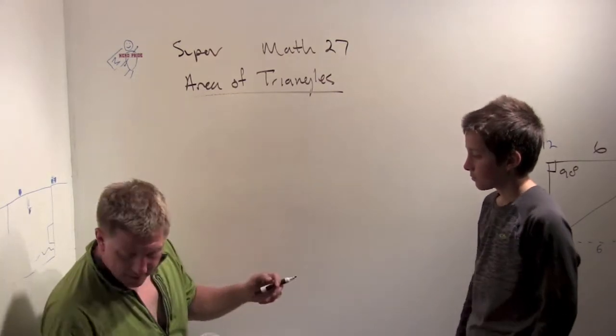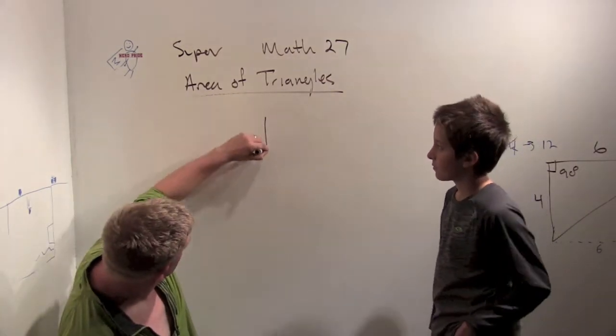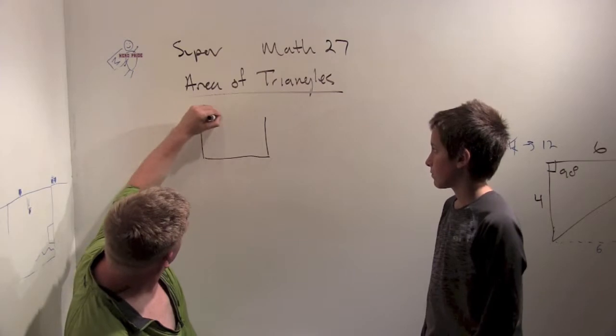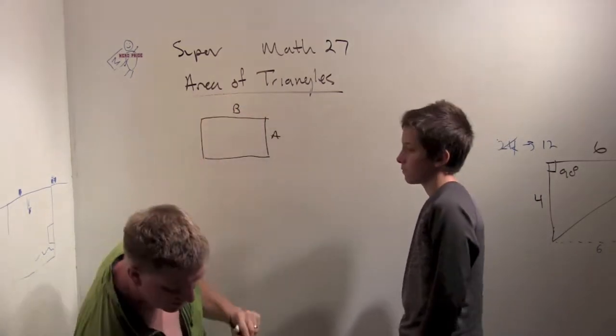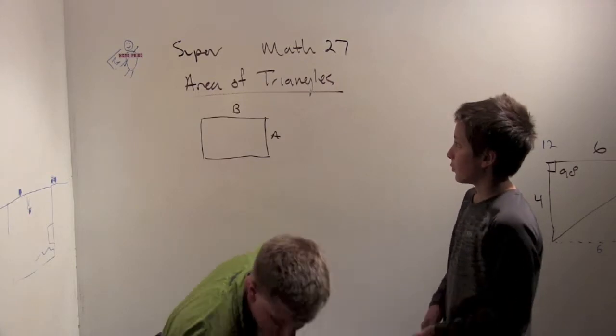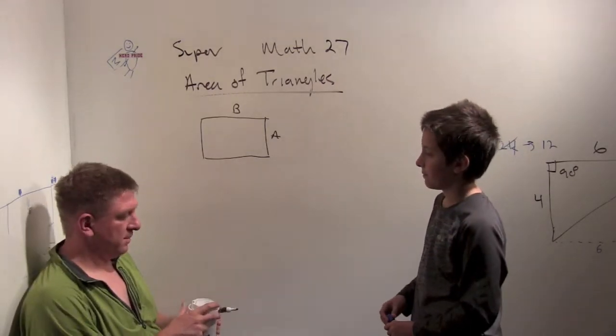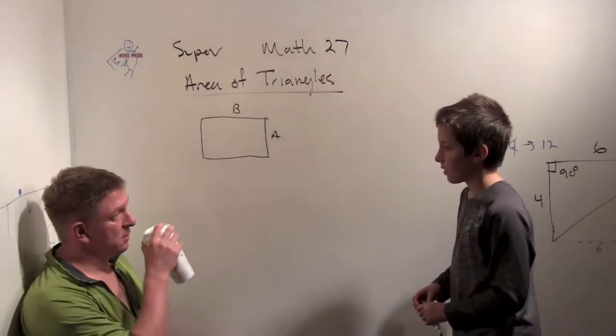Today we started talking about area for the first time, which is really fun. And we talked about the area of a rectangle. If a rectangle has one side A and one side B, how do you find its area? Well, you multiply A times B.